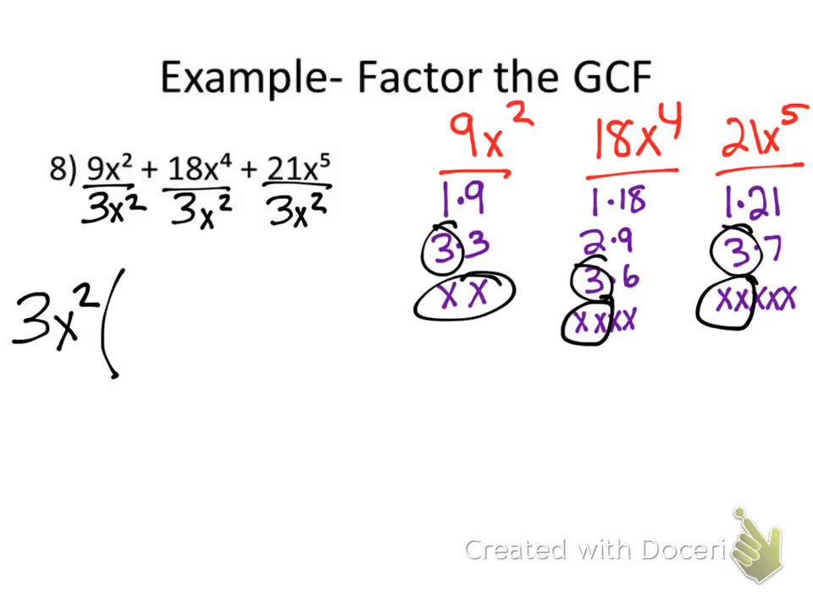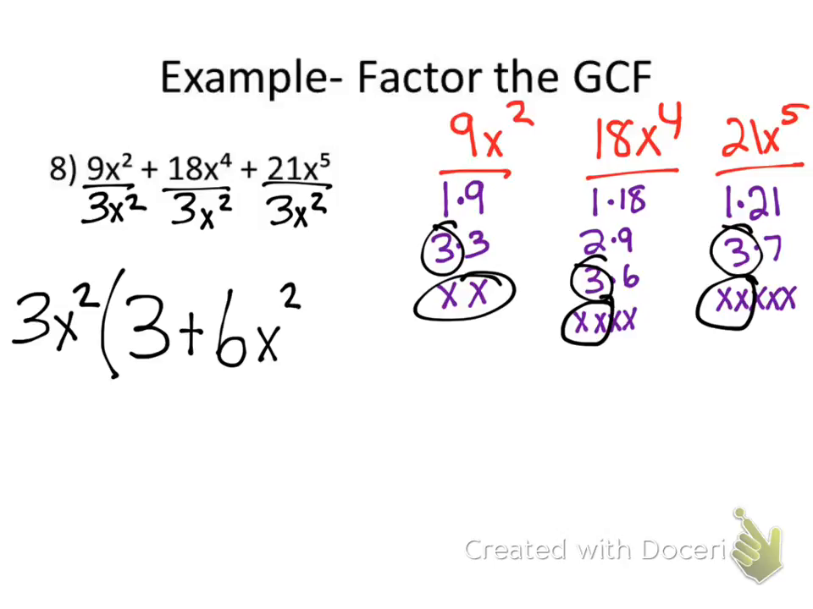So what is 9 divided by 3? 3. And you had x squared and you're taking away x squared. So how many x's do you have? 0. So just don't even write it. Leave it alone. What is 18 divided by 3? 6. Good. I had x to the 4th. I'm taking x squared away. So how many x's do I have? 2. Yeah, so x squared.